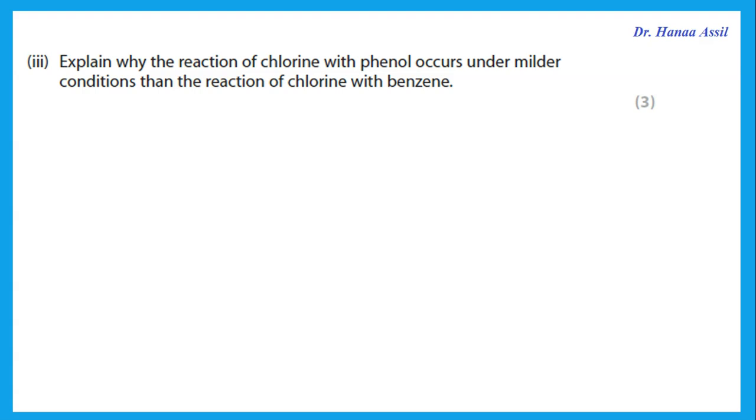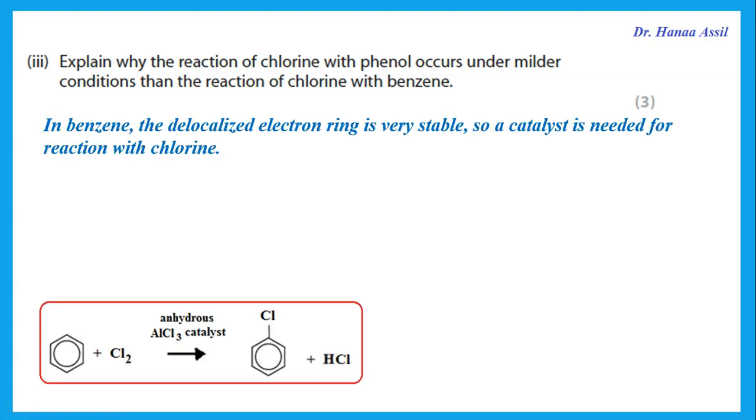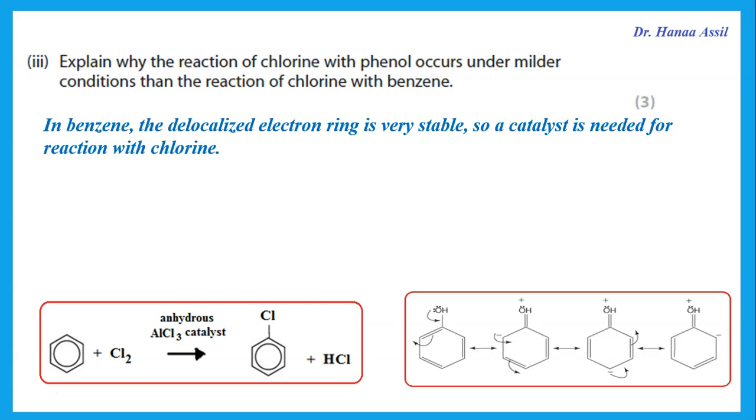Explain why the reaction of chlorine with phenol occurs under milder conditions than the reaction of chlorine with benzene. Remember that we said the reactions with phenol are easier. Phenol is more reactive than benzene. This is because the benzene ring has delocalized electrons. This makes it very stable. So in order to react it with chlorine, for example, I need a catalyst, an anhydrous aluminum chloride catalyst.